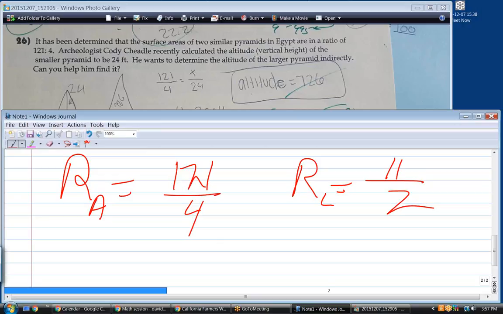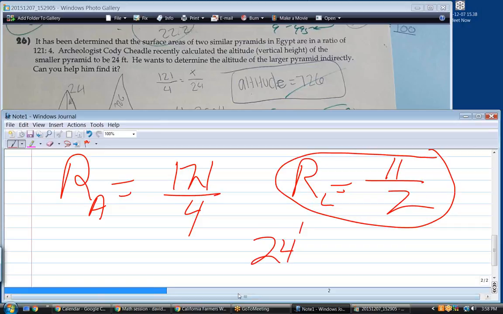When we're talking vertical height, are we talking linear ratio, area ratio, or volume ratio? Linear ratio. Correct, because it's measured in feet. It's not measured in square feet, and it's not measured in cubic feet. So all you have to do is look to the units to know what ratio they're giving you. Well, we know the linear ratio is 11 to 2. The smaller pyramid is 24 feet high. How high is the bigger pyramid?